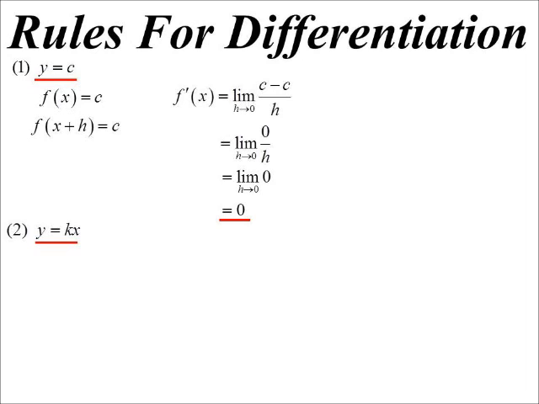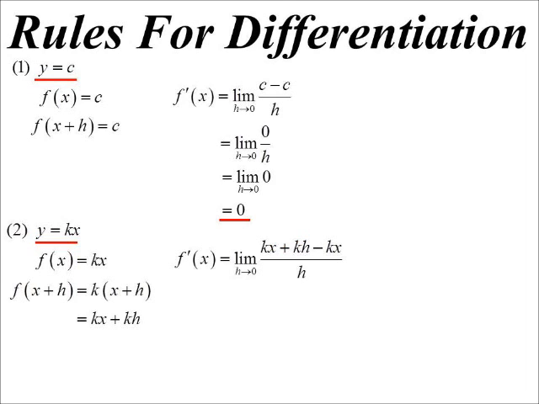Okay. The next type of function would be a straight line. So some constant times x. And again, because it is a straight line, we know what the answer should be. The answer should be k. So we know the slope of the line is the coefficient of x. Well, let's see what happens. Function x is kx. Function x plus h would be k times all of x plus h. Put it into our first principles formula.